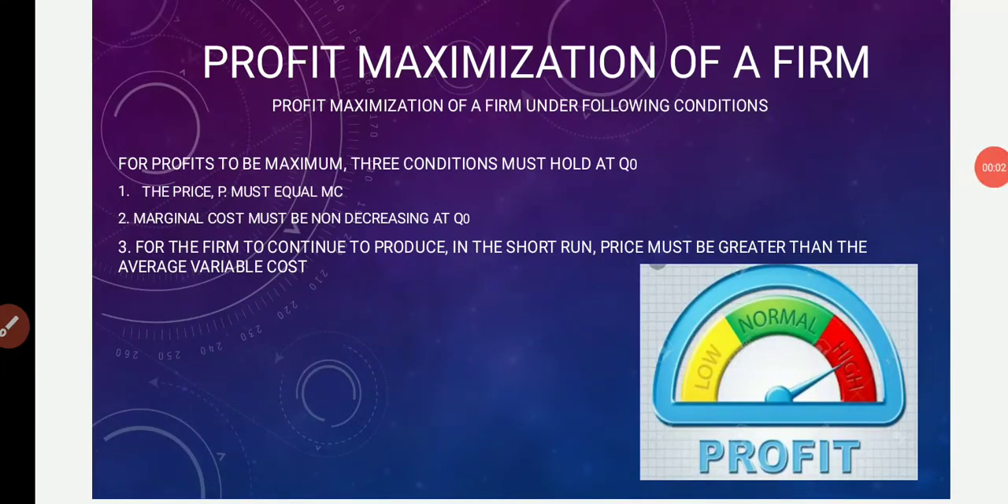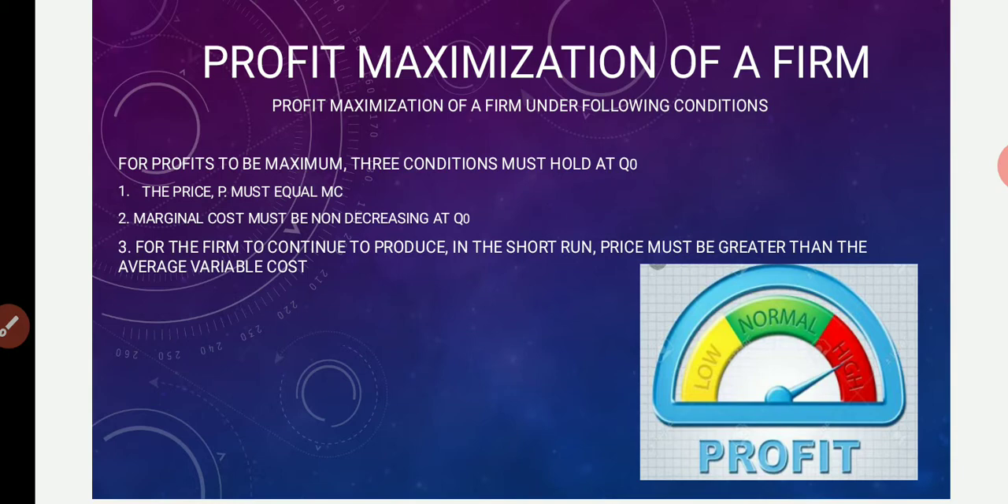Welcome back. In today's topic, under the fourth chapter, the theory of the firm under perfect competition, is profit maximization of a firm. Every business person, every industry, every firm or producer or seller, the main goal will be profit maximization. So today, under perfect competition, how is this profit maximized and what conditions hold here to get a maximum profit?